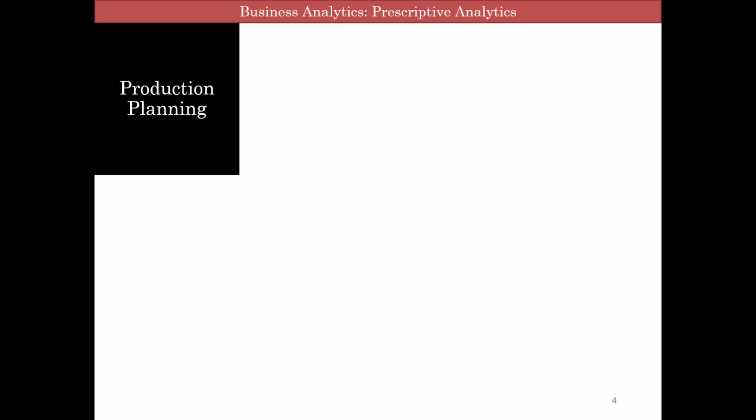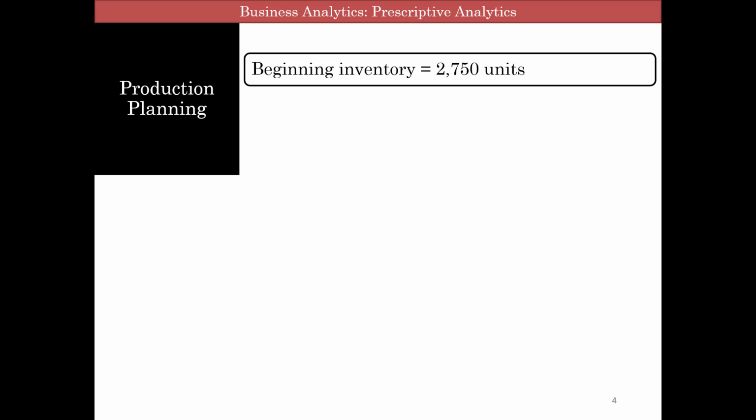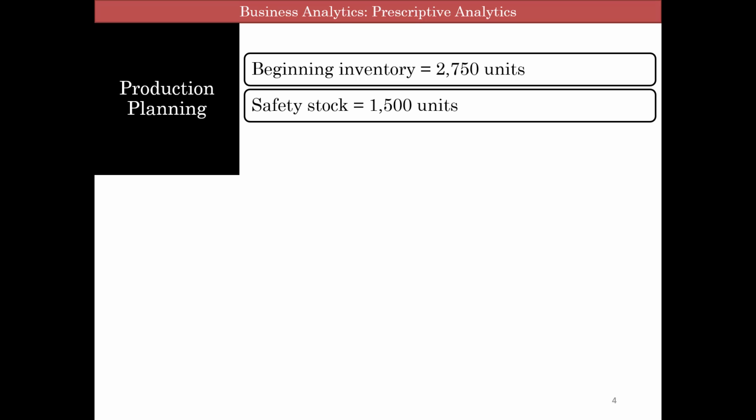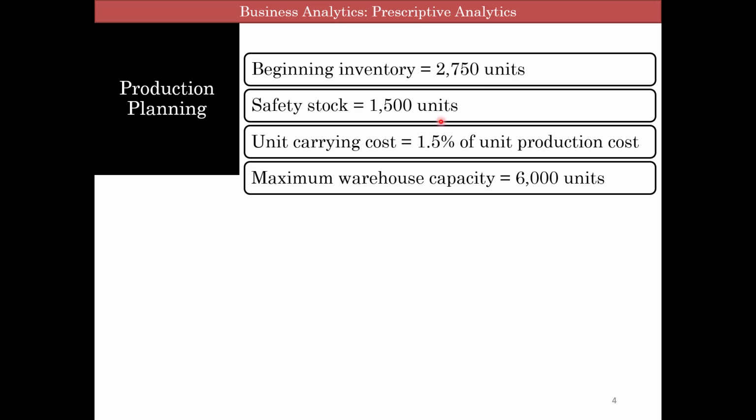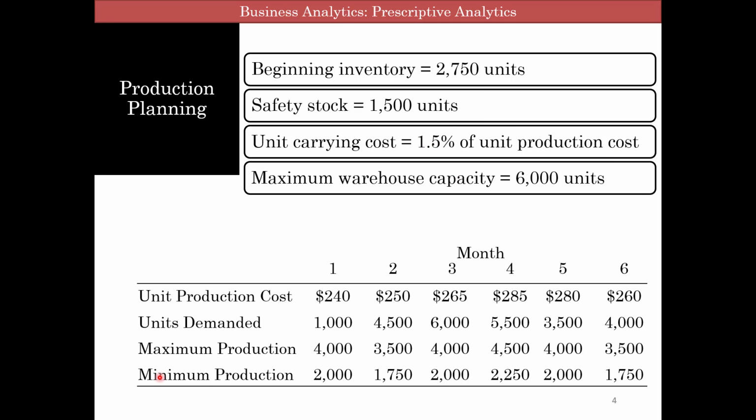So let's think about this, and let's distill the information we have. Beginning inventory is 2,750. Safety stock has to be 1,500 units. Unit carrying cost is 1.5% of unit production cost. That's your inventory cost, right? Maximum warehouse capacity is 6,000.